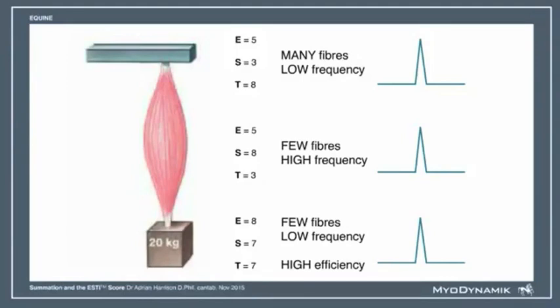In this way, the central nervous system can determine precisely the force generated by a skeletal muscle by determining the number of active muscle fibers, the rate with which they contract, and the efficiency of synchronization, all represented by the ESTi-score as part of the CURO system.